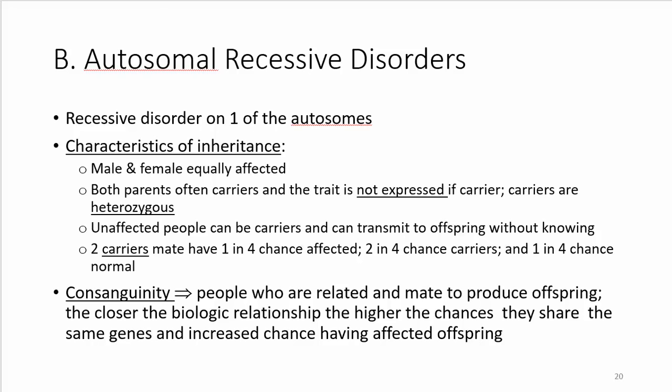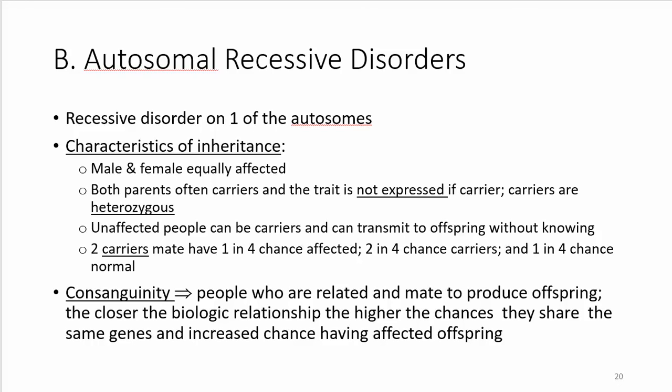If one parent actually has the disease and the other parent is a carrier, then those numbers will correspondingly be higher. So it becomes 50% of the children will be homozygous with the disease, and 50% will be heterozygous carriers.